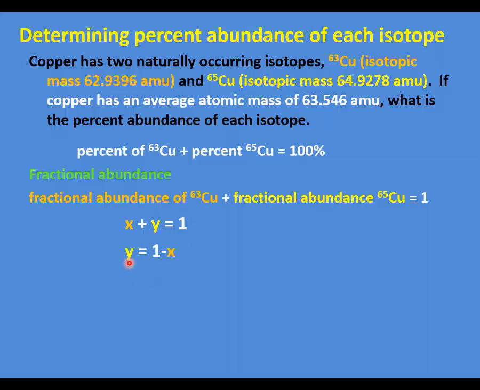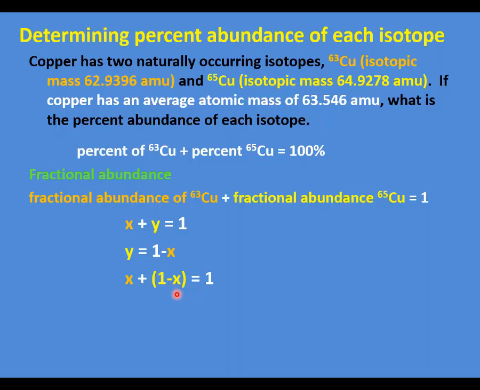So I could write that my fractional abundance of copper 65, my Y, is equal to 1 minus my fractional abundance of copper 63, my orange X here. Okay, this is going to be a very useful equation because now we could insert 1 minus X for the variable Y for doing our calculation. So I have X plus 1 minus X is going to be equal to 1. That expresses our equation that relates fractional abundances to just the value X.